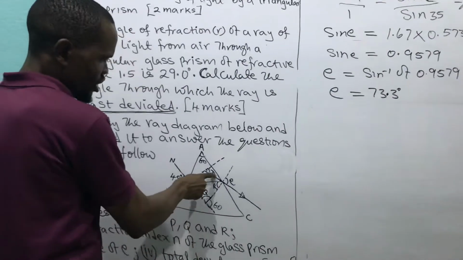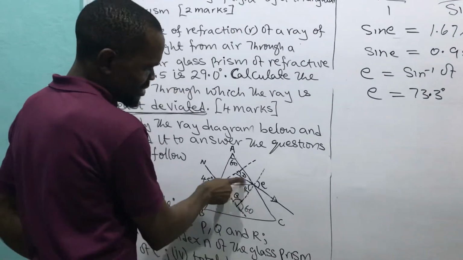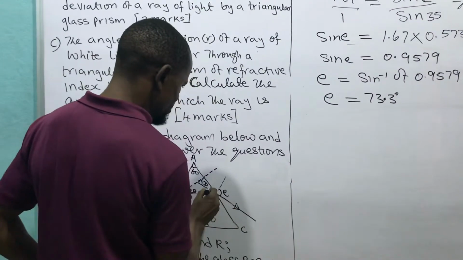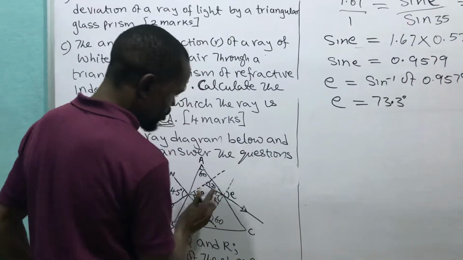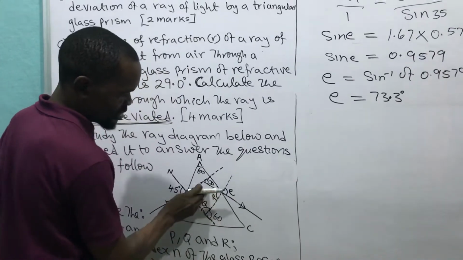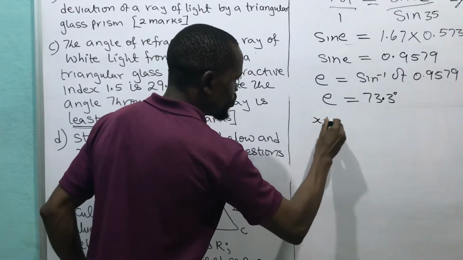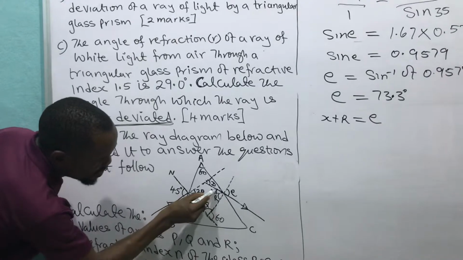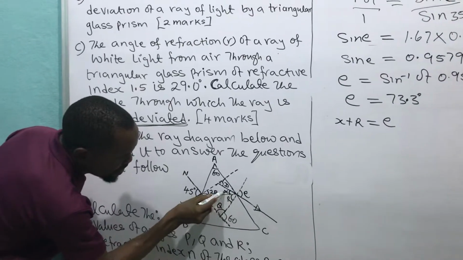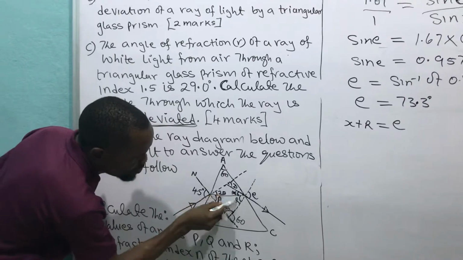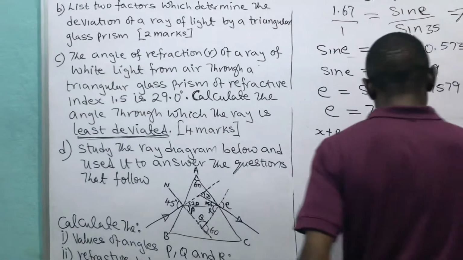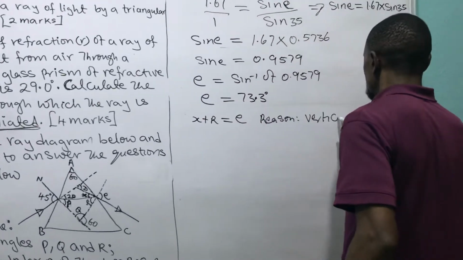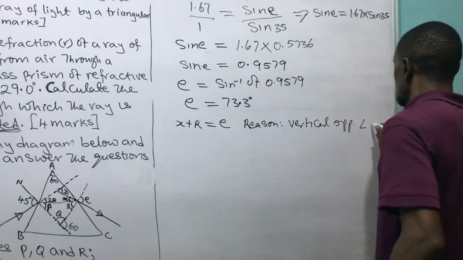What's total deviation? D. And I can get this plus this is equal to E. If I call this place maybe X, this plus this will give me E. X plus R is equal to E. You remember what I said? If I call this angle here X, then X plus this angle is equal to E. The reason is vertical opposite angles are equal.